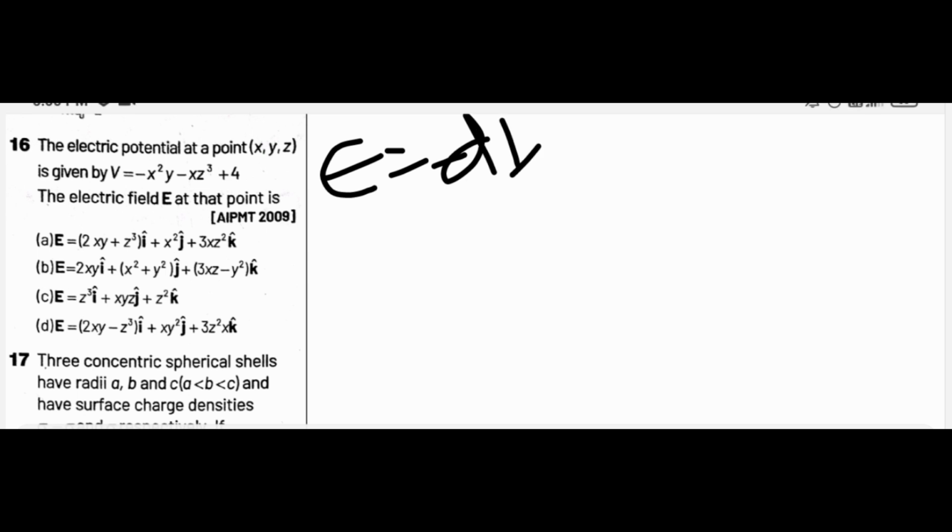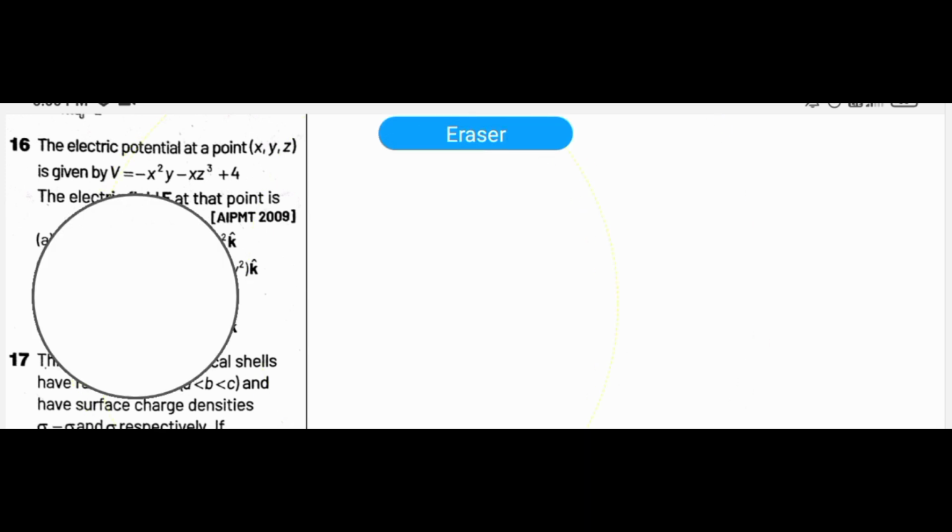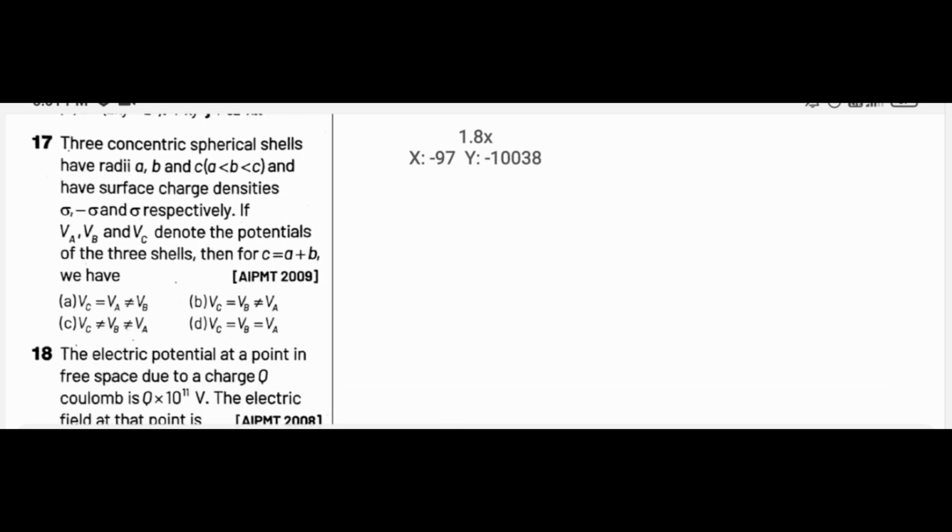We have discussed this type of question from the 10th question. The same method is to be followed. You have to solve this as classwork. Do it on your own, and the answer for that will be option A, that is E is equal to 2xy plus z cubed i cap plus x squared j cap plus 3x z squared k cap. Do solve it on your own, then you will get some idea of the calculation. Next, moving on to the next question, that is the 17th.